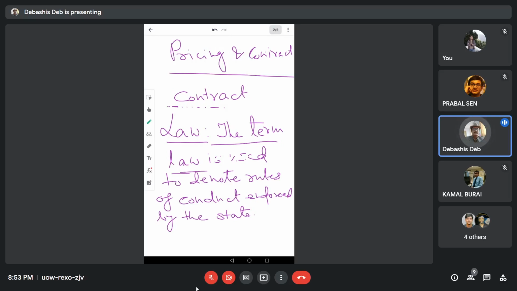When you enforce these rules of conduct, it is your corporation in the urban area, your municipality in the semi-urban area, your panchayat in the rural area. Okay, so these are the rules of conduct. During COVID, we were advised to go outside only by wearing a mask. There was only a rule of conduct: if you go outside, you have to wear a mask. So law is used to denote rules of conduct enforced by the state. That may be the state government, the district administration, the local administration, even the panchayat.